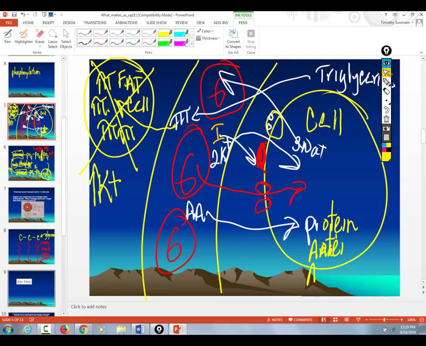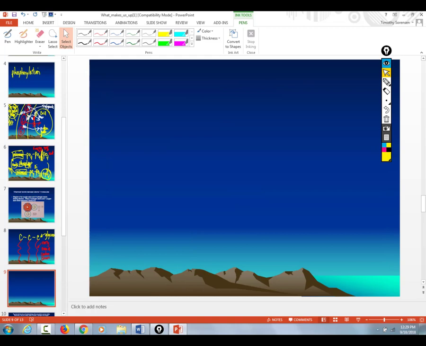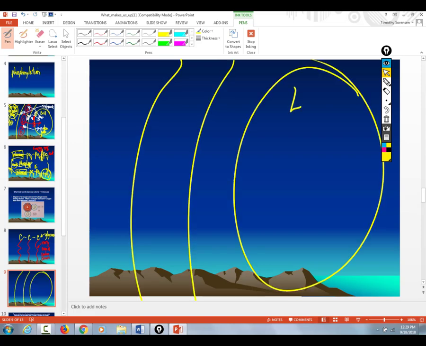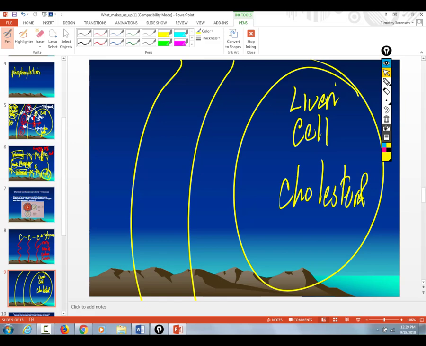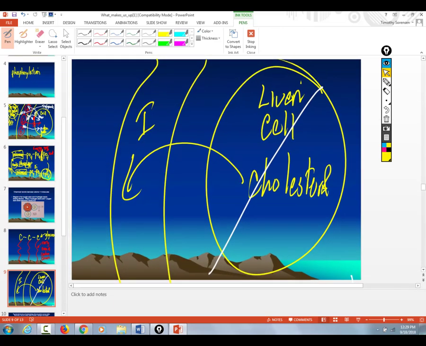Five. What organ manufactures cholesterol? The liver. Insulin, you better write this down. This is a liver cell. How do you know? I wrote liver cell. The liver cell produces cholesterol and dumps it into the blood. Insulin inhibits the production of cholesterol in the liver.